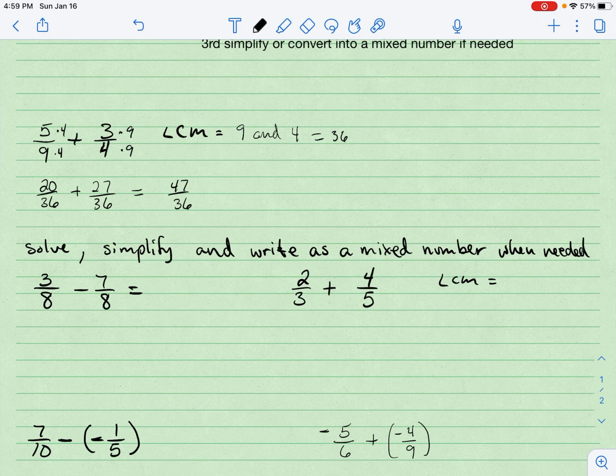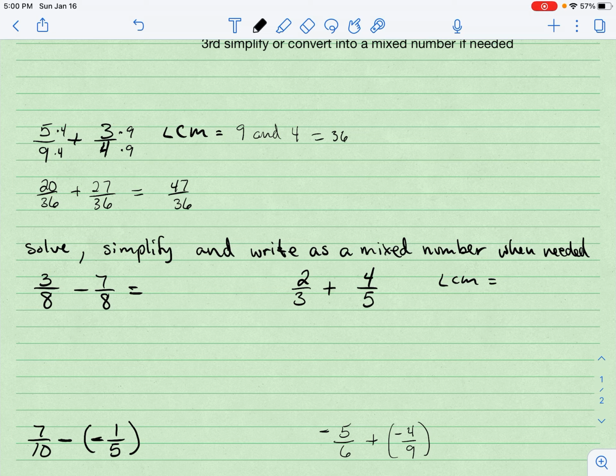Okay, so we've got 3/8 minus 7/8. These are already common denominators, so we don't have to adjust these. We just take 3 minus 7. Now, you could rewrite this as 3/8 plus a negative 7/8. So we have different signs, and the negative is bigger, therefore our outcome should be negative.